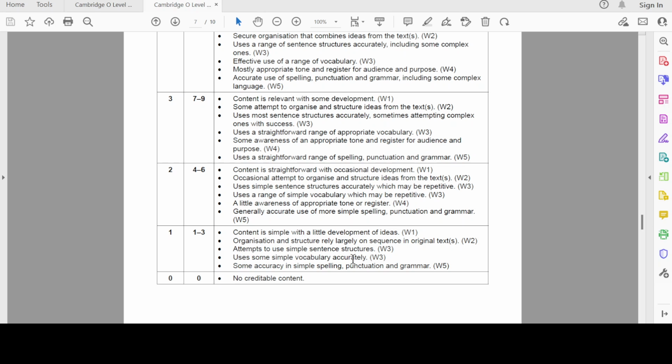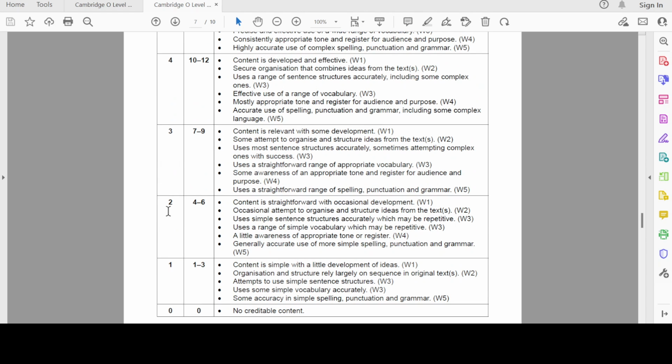Uses some simple vocabulary, so the vocabulary is also simple, it's very basic. Some accuracy in simple spelling, punctuation, grammar. So as soon as the candidate attempts something a bit more challenging or more advanced, the spelling, the punctuation, the grammar, it all just doesn't work.